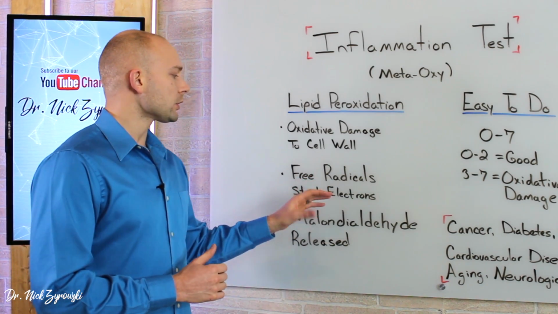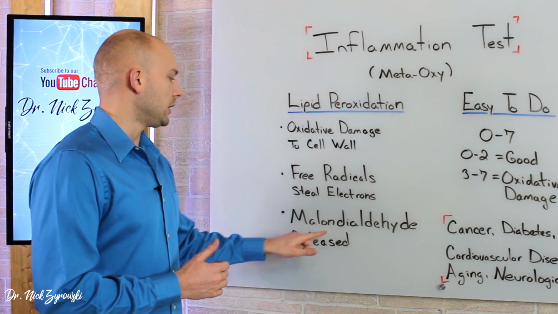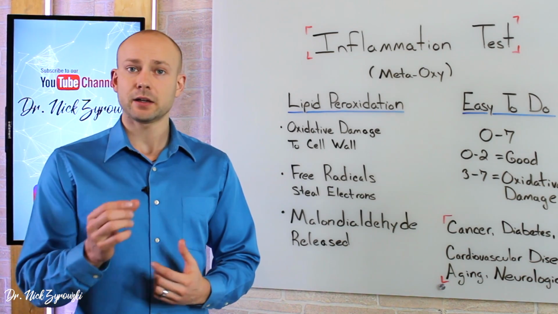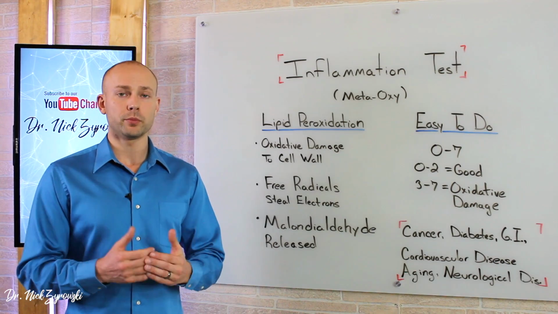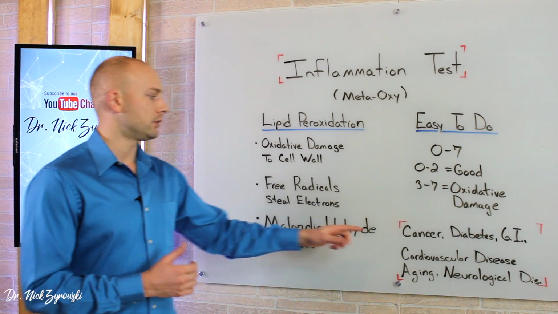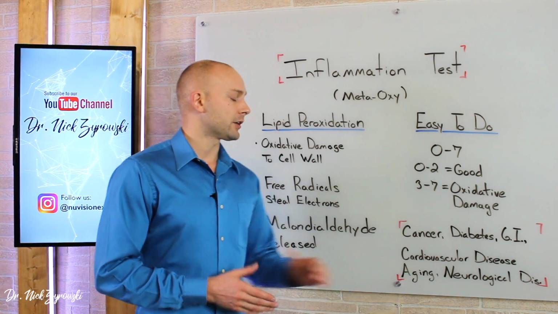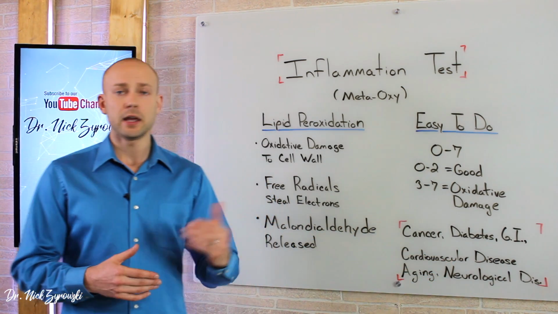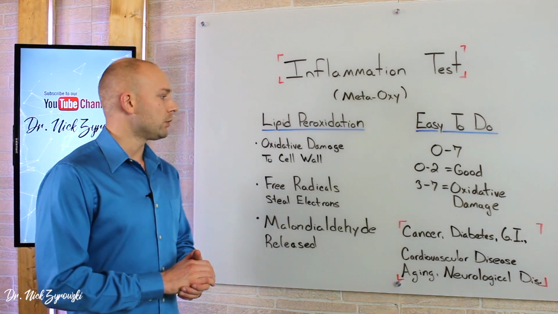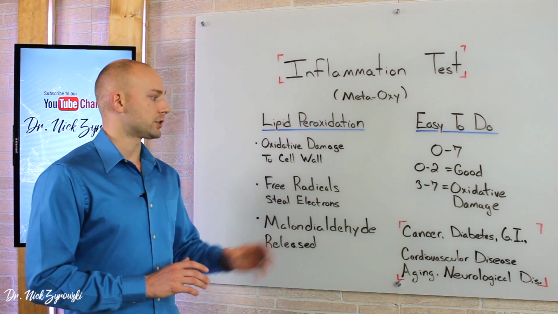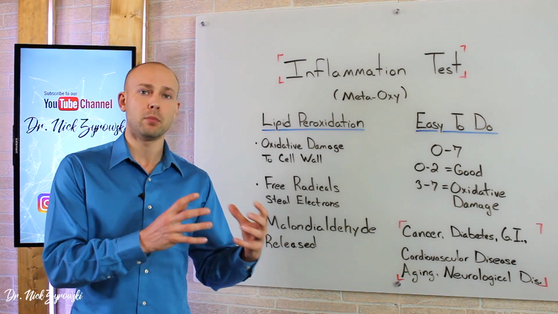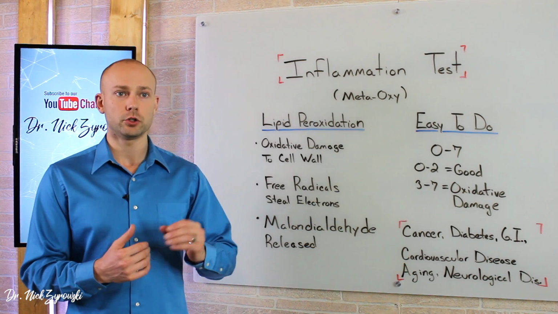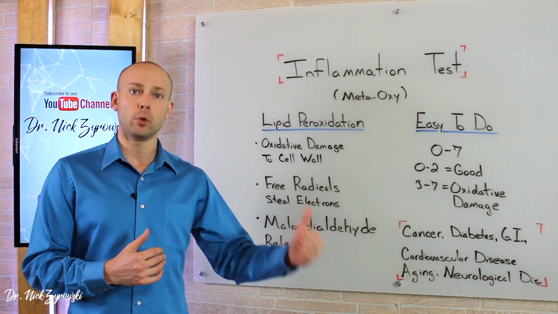When the cellular wall starts to break down, something called malondialdehyde is released into the body, and you can actually detect it through your urine. The reason this is important is because it drives inflammation and is related to diseases like cancer, diabetes, gastrointestinal disorders, cardiovascular disease, aging, neurological disorders, and many more. So when we look at this lipid peroxidation problem, we know that this is a preventative model to healthcare, right? We don't want to wait till we already have a condition and then try to make changes. We want to look at the body and make sure we avoid these different problems.